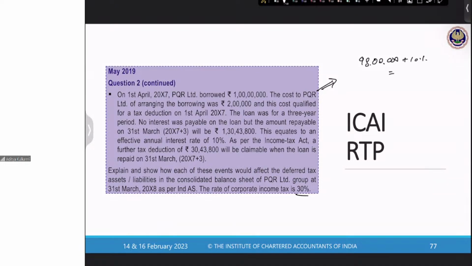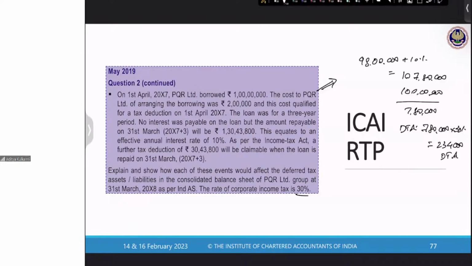Plus 10% effective rate of interest, 1 crore 7 lakh 80,000. Tax base is 1 crore. So you will be having 7 lakh 80,000. So carrying amount is greater than the tax base of a liability. So you will have to create a deferred tax asset. DTA: 7 lakh 80,000 into 30%. So that gives you 2,34,000.